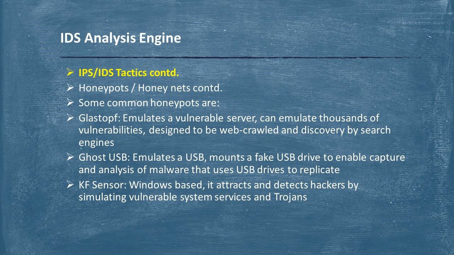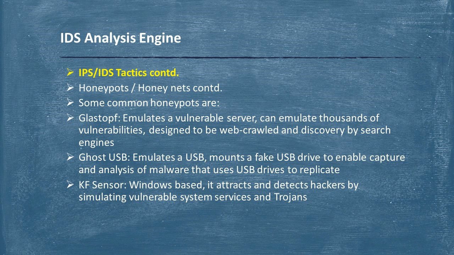Let us see them. One emulates a vulnerable server, a honeypot called Glastopf. It can emulate thousands of vulnerabilities, designed to be a web crawler and discovered by search engines. It emulates vulnerabilities. The attacker will think that this is a real vulnerability and will try to exploit it. But what is happening is that we are only watching him and collecting information about the type of attack.